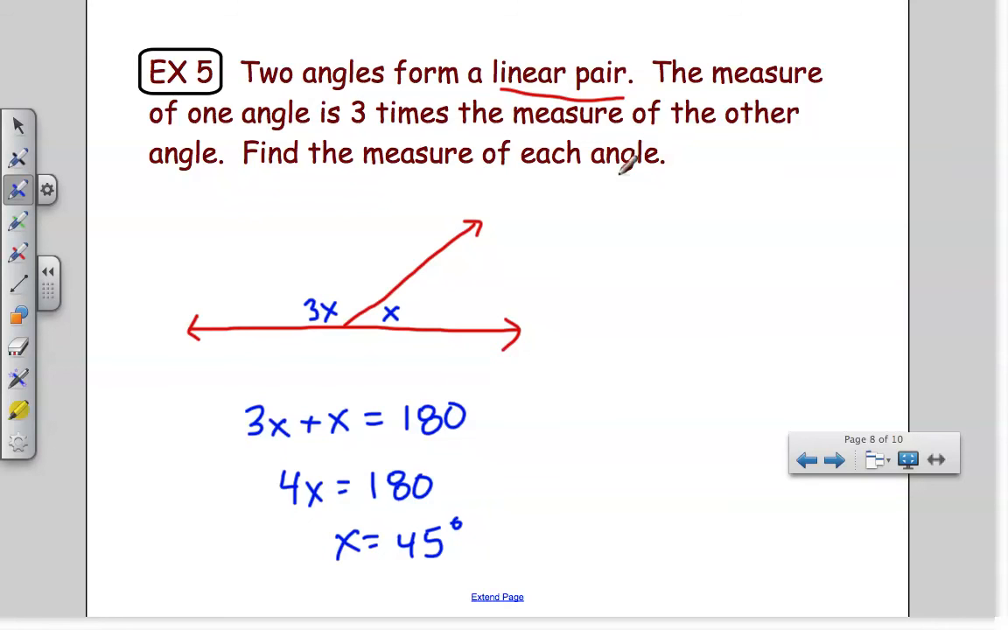I found x. It said find the measure of each angle. If x is 45 degrees, then this angle is 45 degrees. This angle is 3 times 45, or 135. Check that these are supplementary, that they are a linear pair, that they add up to 180, and yes, they do. So talking about a lot of special angle pairs today.